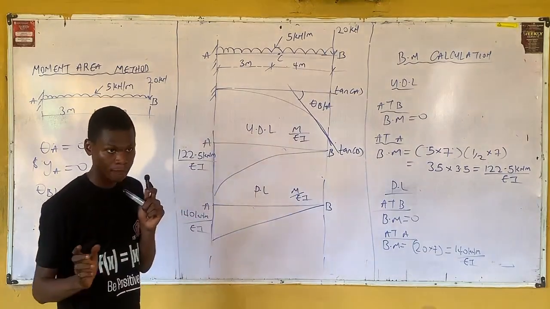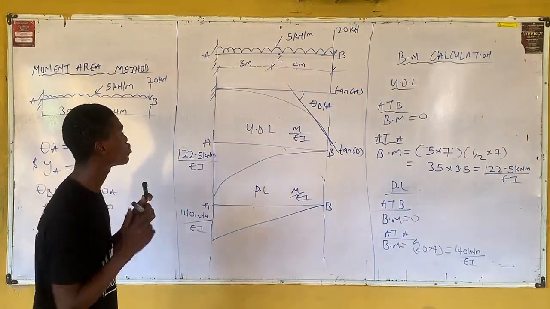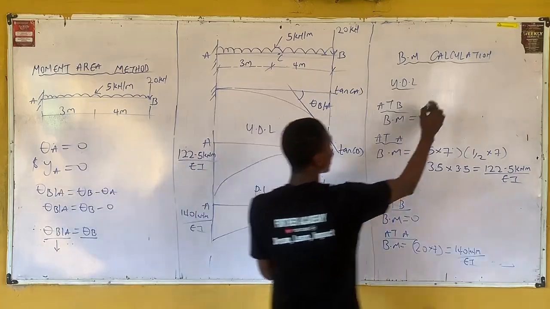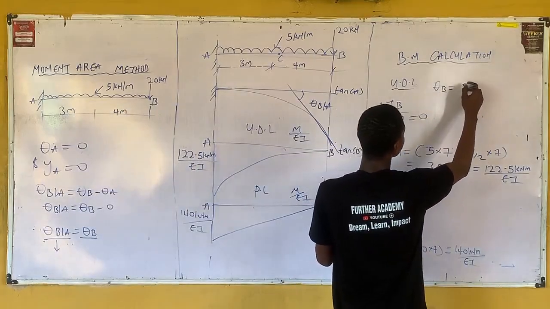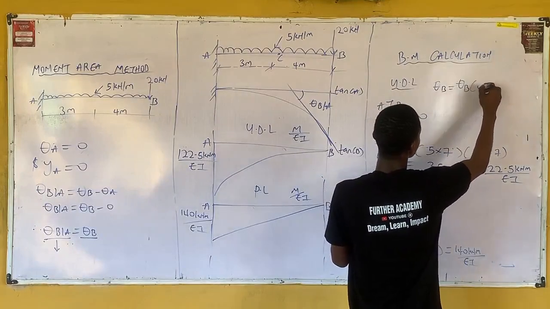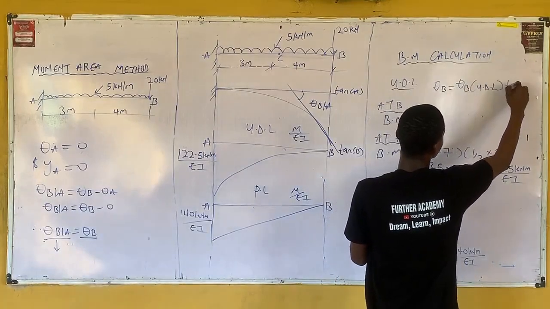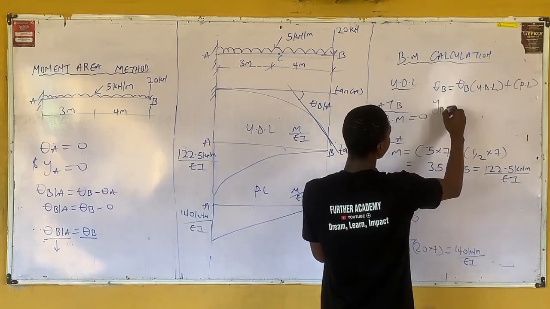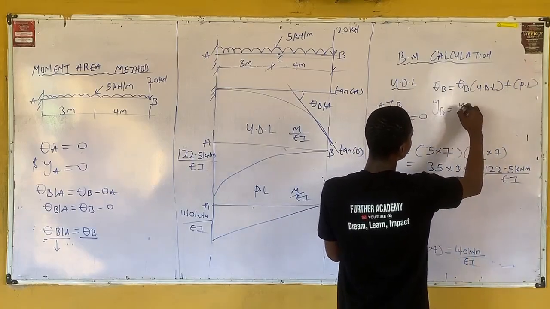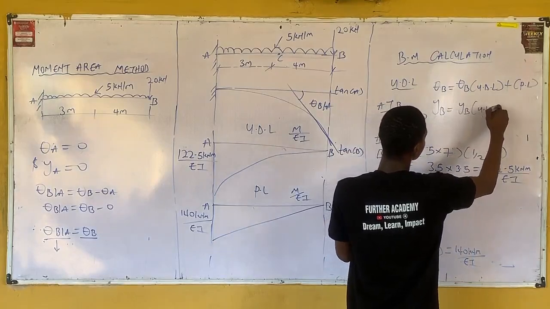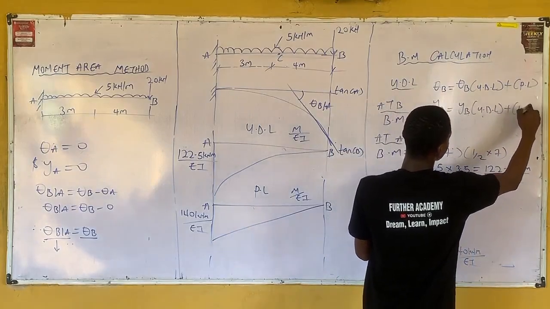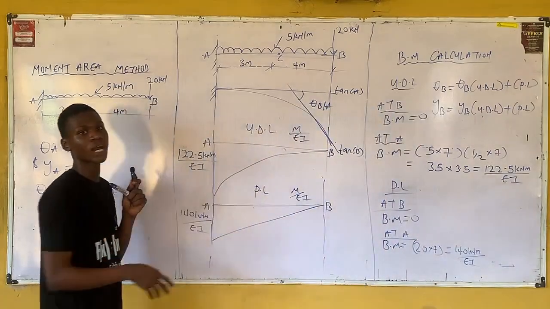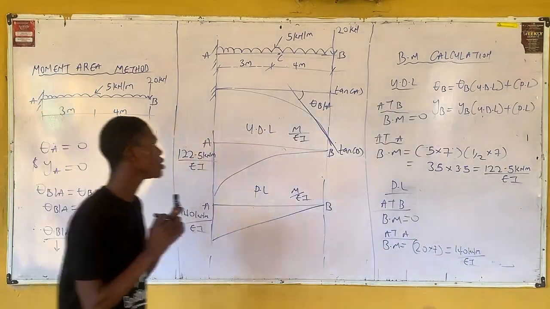You still get your answer. So in essence, to get the slope at B, it becomes the slope at B due to UDL plus the slope at B due to point load. Similarly, the deflection at B becomes the deflection at B due to UDL plus the deflection at B due to point load. That's why we are having two bending moment diagrams. So moving on, let's solve this.